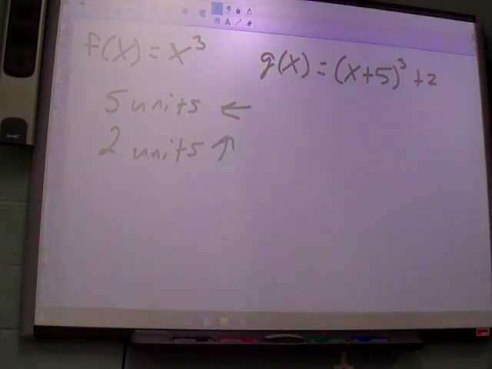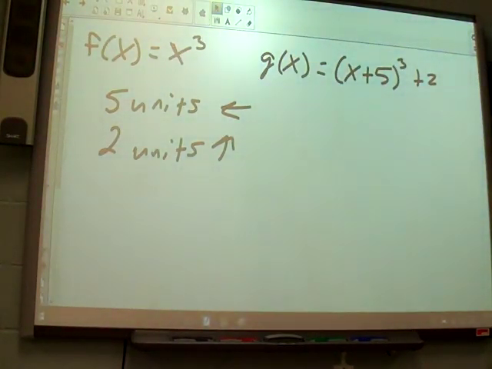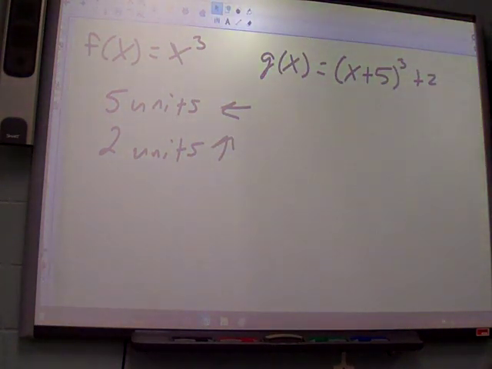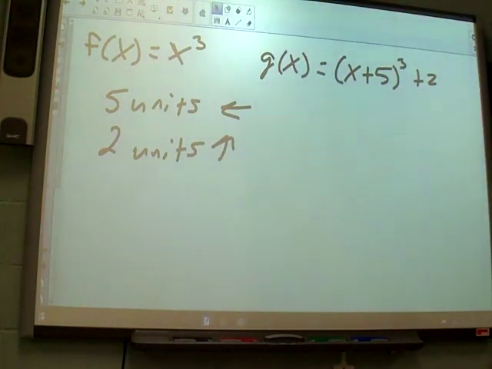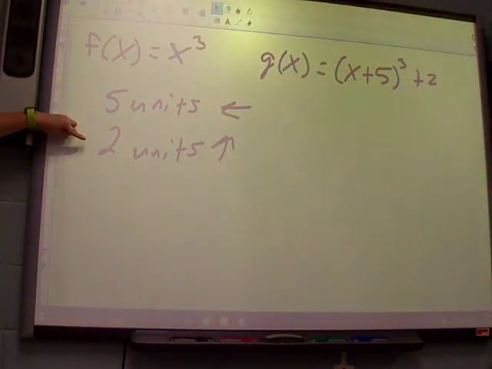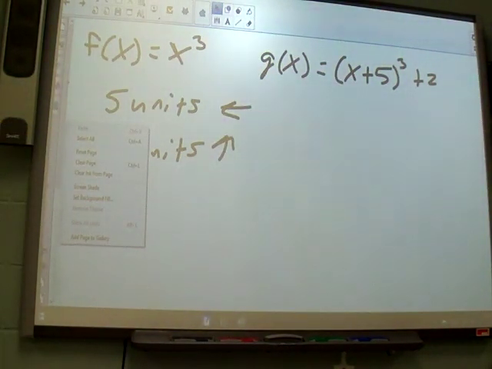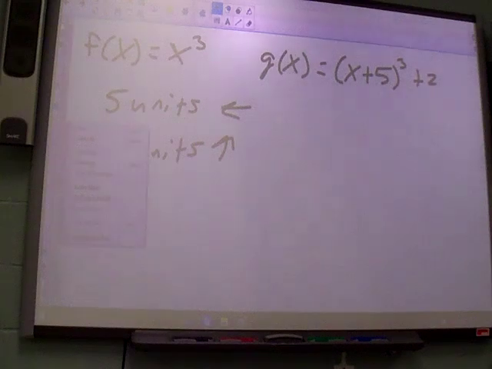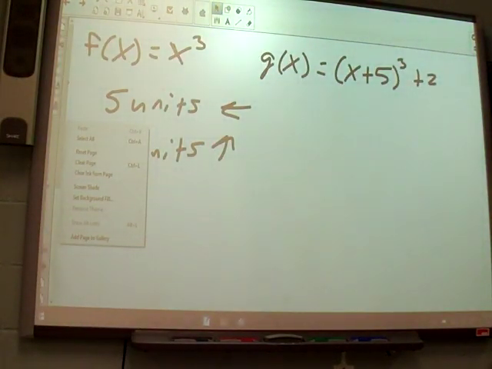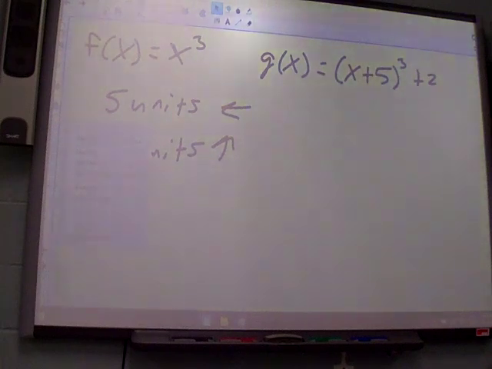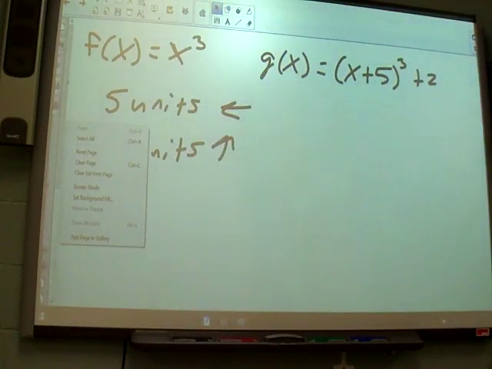Okay, you can make that input-output table on both of those. Or you could take these points, move them 5 units left and 2 units up. So once I get my original function graph, I could move each of these points 5 units left and 2 units up. And I would see that same graph over there, right? So which one's the right one? Well, both. I've got f of x and g of x. Okay. I've got 2 graphs on there.